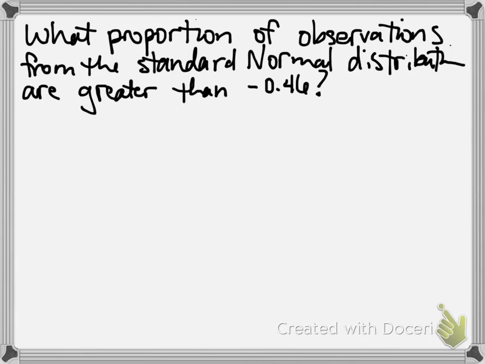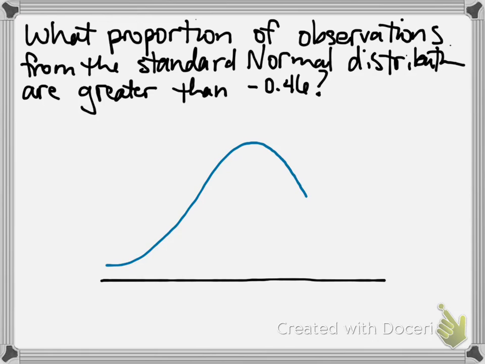So I want to know what proportion of observations from the standard normal distribution will be greater than negative 0.46. So that negative 0.46 is the z-score that I'm interested in. Anytime you're trying to answer a question like this, I would always draw a picture. At least for me, I'm a very visual person, and the picture helps me out quite a bit. So here's a normal curve.